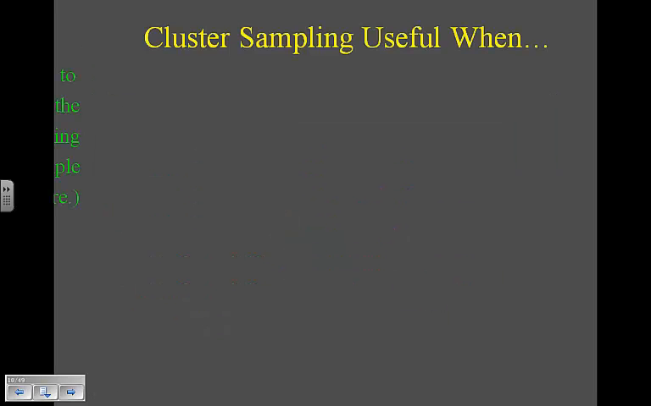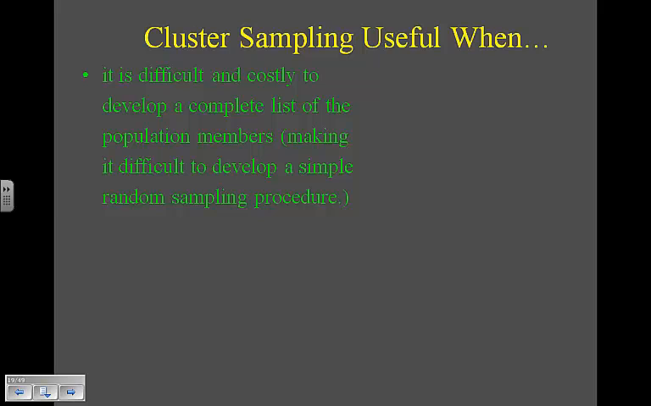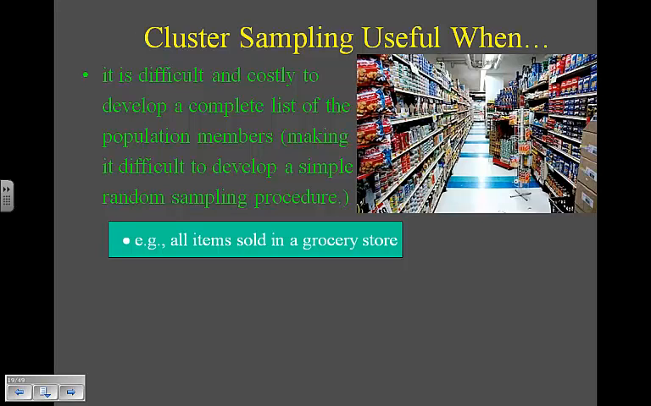Cluster sampling is very useful when it is difficult and costly to develop a complete list of population members. For example, if we wanted to catalog the items in a grocery store, it would be very difficult because there are so many thousands of different ones. Instead, we could divide it into clusters and then sample everything in a cluster. That would be a good way to use it.